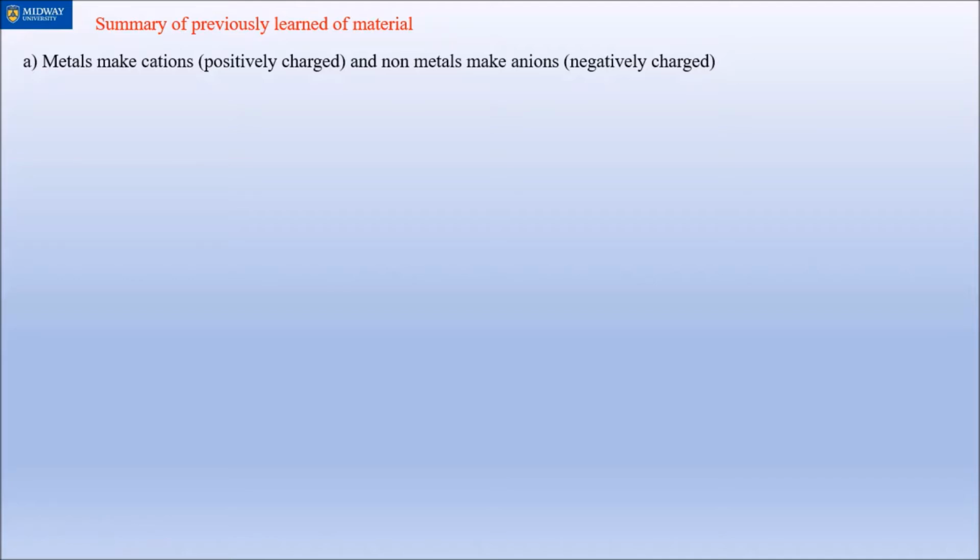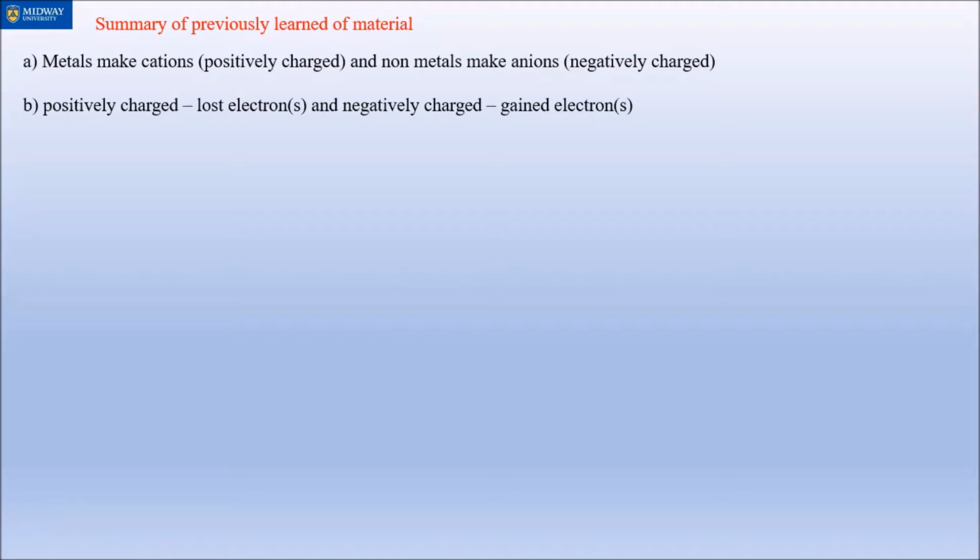Metals make cations. It doesn't matter whether it's an alkali metal, alkaline earth metal, transition metal, or inner transition metal. They all make cations. I don't know of a metal yet that is negatively charged, but if you know, please do help me out with that. And non-metals make anions, that is, negatively charged. Positive charge in chemistry means you lose something, and negatively charged means you gain something.